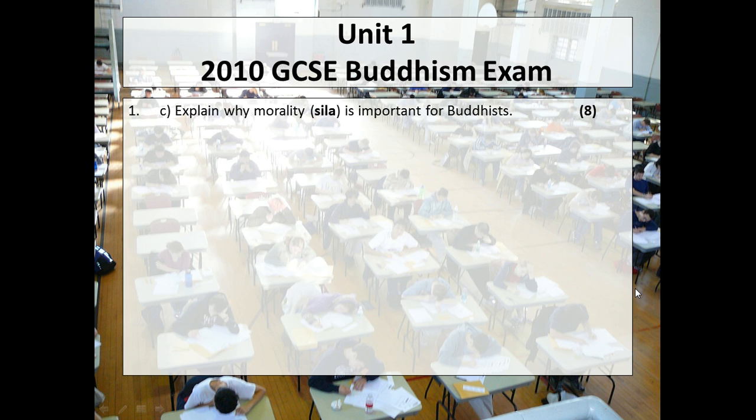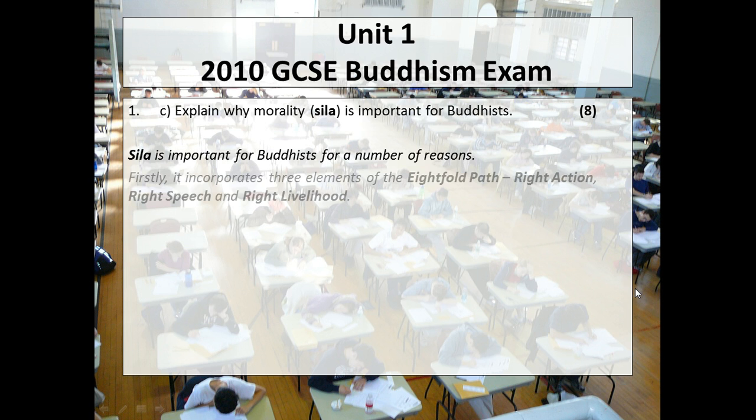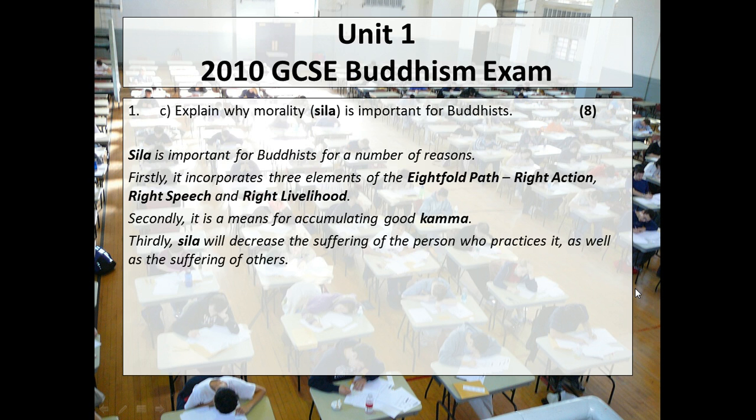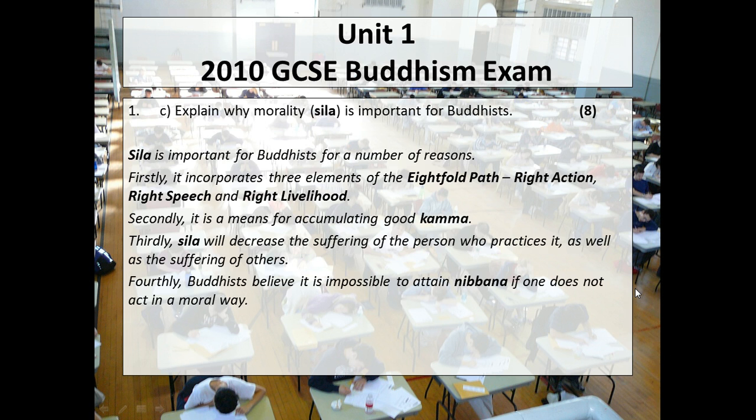Explain why morality is important for Buddhists. Sila is important for Buddhists for a number of reasons. Firstly, it incorporates, which means it includes, 3 elements of the Eightfold Path: right action, right speech and right livelihood. Secondly, it's a means for accumulating good karma. Thirdly, Sila will decrease the suffering of the person who practices it, as well as the suffering of others. Fourthly, Buddhists believe it is impossible to attain Nibbana if one does not act in a moral way.